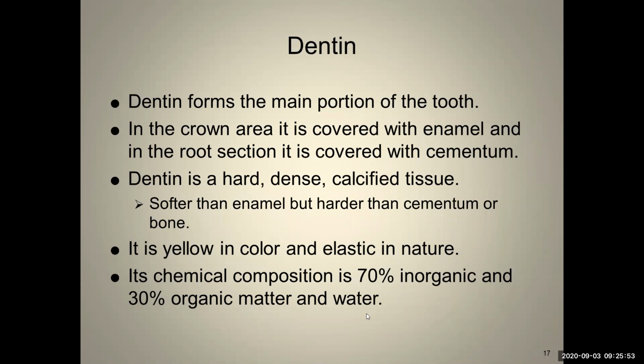But take a look at the chemical composition. Enamel was 96% inorganic. Dentin is 70% inorganic with 30% organic material and water. Now we're trying to get to 100% here. So it's 70-30. Enamel was 96-4. Dentin is 70-30.